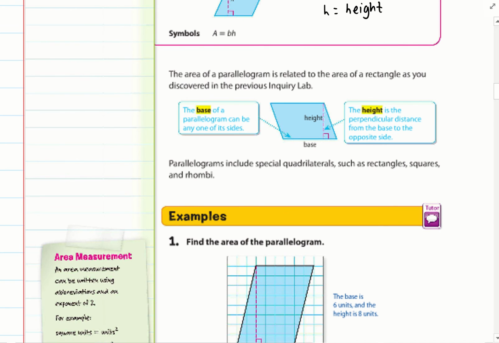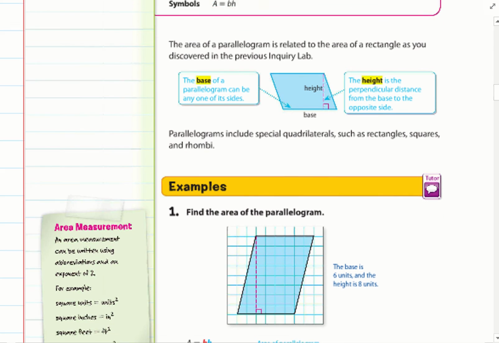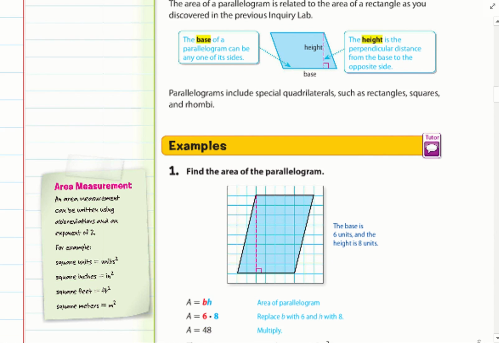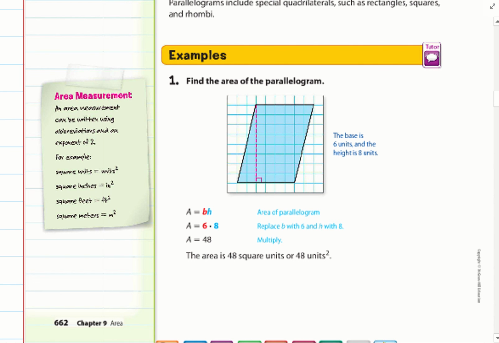This is the area covered in the parallelogram, which is related to the area of rectangles you discovered in the previous inquiry lab. The base can be any one of its sides, and the height is perpendicular to the base. So here's the base. Perpendicular means it's 90 degrees. Whenever we see this little pink or red square, that's perpendicular. That's a 90-degree angle. So we're going to find the area of this parallelogram.